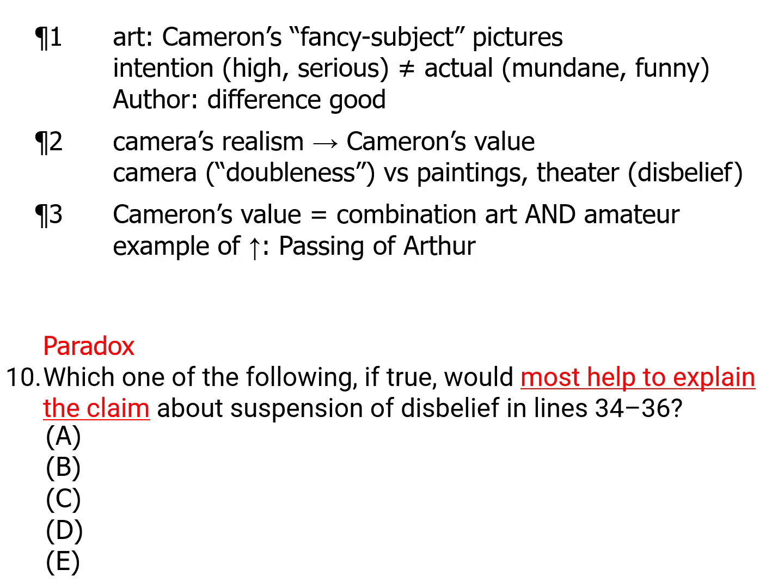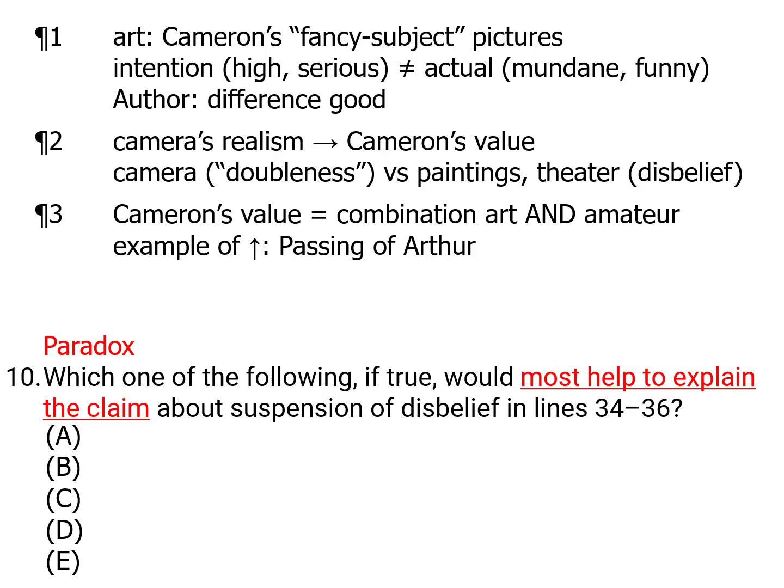So on a paradox question, your main goal is to figure out what the paradox is, because there's an apparent discrepancy that doesn't seem to work out. There's something that seems like it's contradictory, or at least it's at odds. And then the correct answer is going to make the two things that are at odds come together.